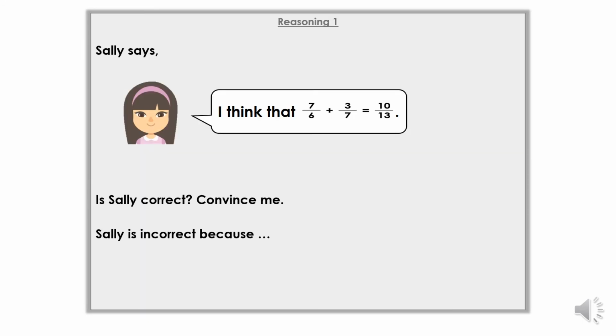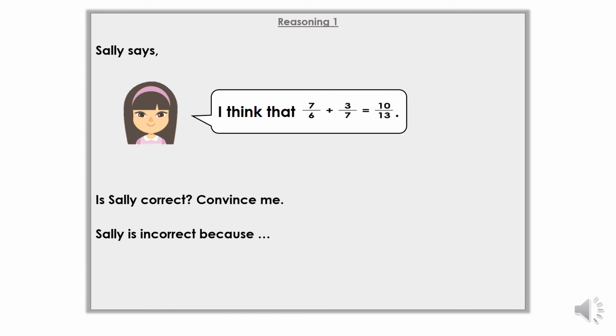Okay, so have a little look at what Sally says. So Sally says that she thinks 7/6 and 3/7 is the same as 10/13. We need to say if Sally's correct, and we're going to convince somebody if Sally's correct. Now, there's a pretty helpful bit there. Sally is incorrect. I already know that Sally's incorrect. Remember, this is a reasoning one, so we're looking at how well we're going to explain.